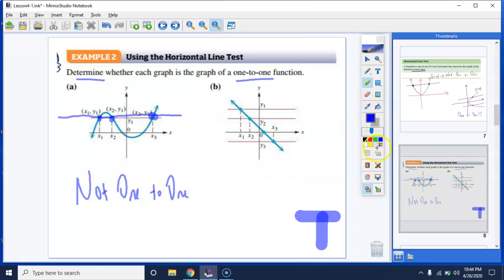But on this example, it's a little bit different. As you see, this horizontal line crosses once. Even if you go here, it will cross it once. It doesn't matter, any horizontal line will cross it once. So it's going to be fine. So it's going to be a 1 to 1 function. Very good.